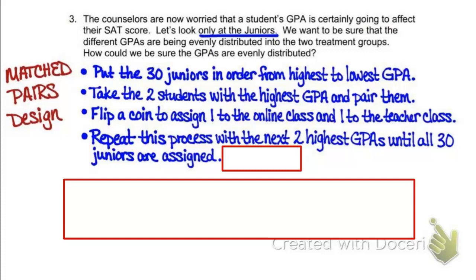And then you do have to be really, really clear that you're going to repeat that process with the next 2 highest GPAs until all 30 juniors are assigned. If you only talk about what you're doing with that first pair, you've only got 1 person in each class.